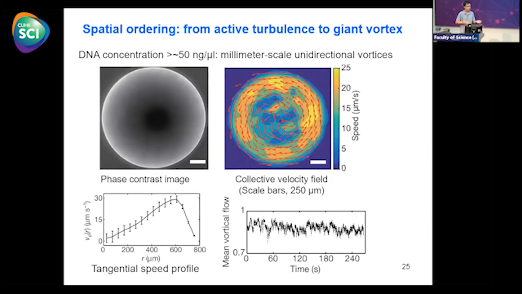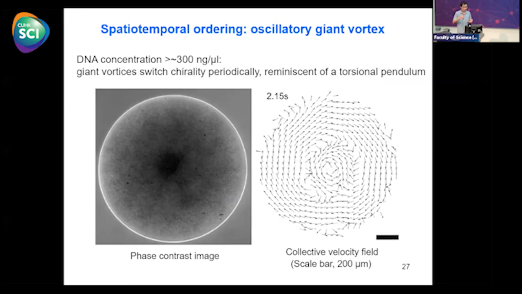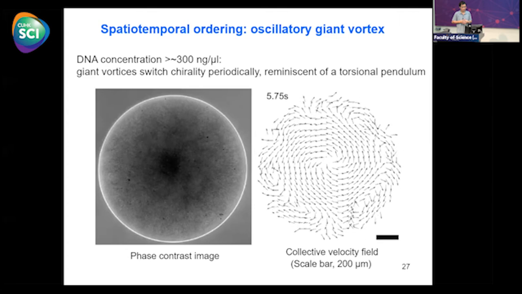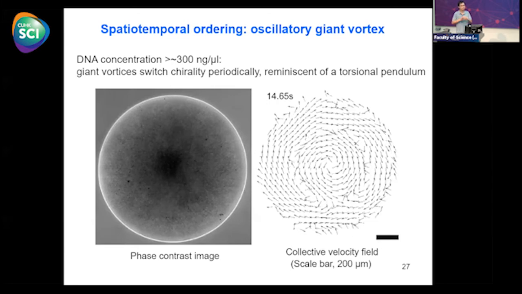We extracted DNA, which is a macromolecule displaying viscoelastic behavior, from E. coli. And we supplied these DNA polymers into bacterial active fluids. Above a certain concentration threshold, a drop of bacterial active fluid about a millimeter in size develops into a very organized giant vortex, as shown in this video, illustrated by the uniform and temporally stable velocity fields. So it's a millimeter scale vortex. And when we further increase the DNA concentration, this giant vortex starts to switch its chirality periodically, as shown in the velocity orientation field in the movie. This looks like a torsional pendulum, but a self-driven one.